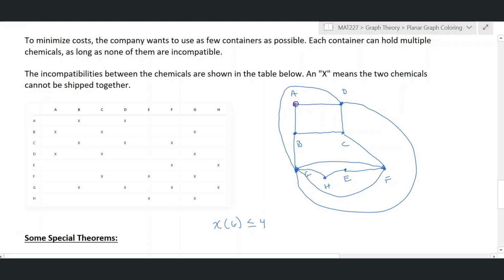So I'll start with orange. A can be orange, B and D can't. C can be orange. That means F can't. G can be orange because it only connects to D. H can't be orange, E can be orange, F can't be orange because then we'd have... So in other words, A, G, E, and C, and notice G, E, and C are not adjacent to A, so they can actually be transported together, so that's good news.